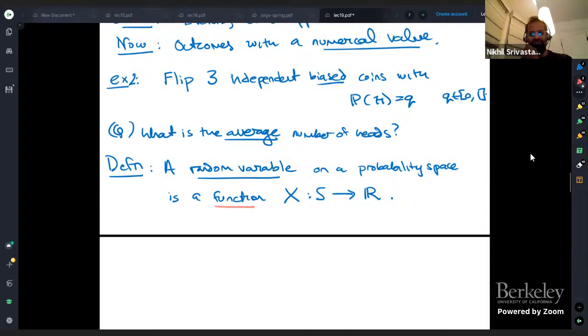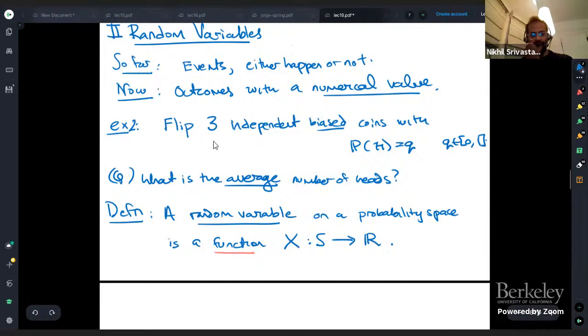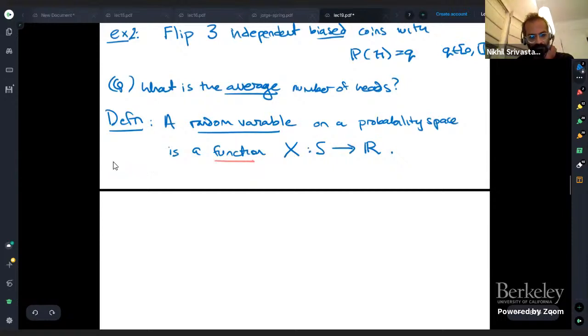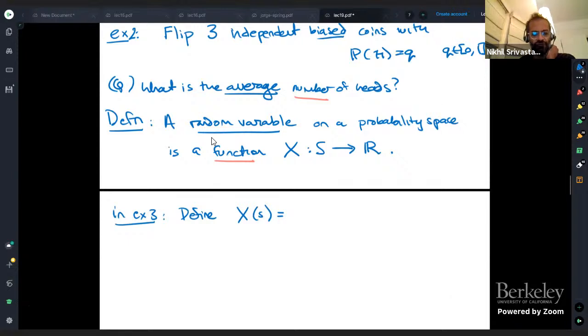So let's look in the above example, let's define a random variable to help answer a question. So in example 3, define X of S to be. So what are we interested in here? We're interested in the number of heads, right? So S is a point in the sample space. So okay, let's actually explicitly write down the sample space.